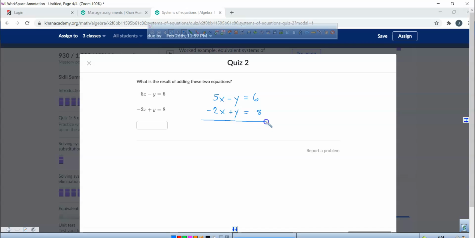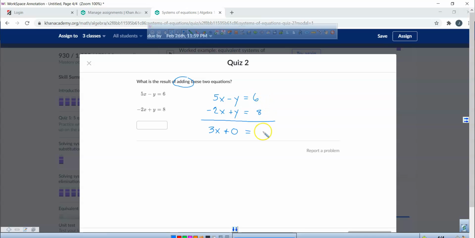Now, what does it ask us to do? What is the result of doing what? Adding. So all we have to do with the two equations is just add them together. So what is 5x minus 2x? 3x. And what's a negative y plus a positive y? That zeroes out, right? I'll just put plus 0 for now. You don't have to, but I'm going to.